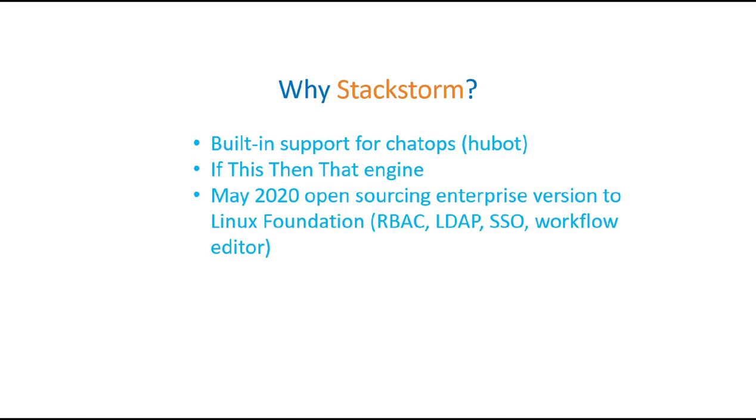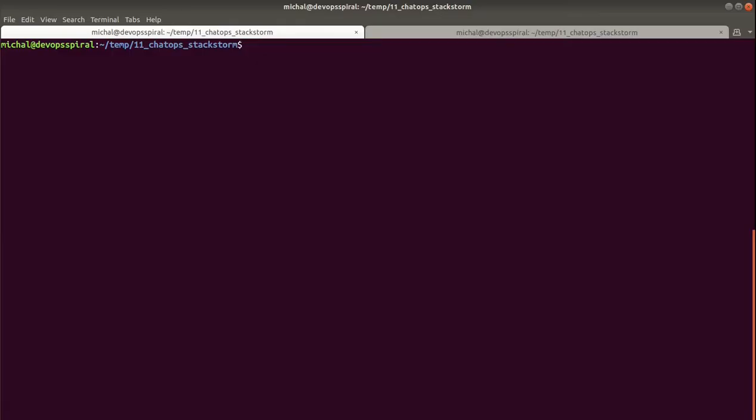It's also an engine for if-this-then-that rules, and there are tons of plugins that you can use to create different flows between different parts of your system. And in May 2020, the company that was mainly working on StackStorm open sourced the enterprise version of StackStorm, and this means that soon you should be able to use enterprise RBAC, LDAP, workflow editor and SSO functionalities in the community edition. As always, you can find all the materials on my GitHub and the link is placed below the video.